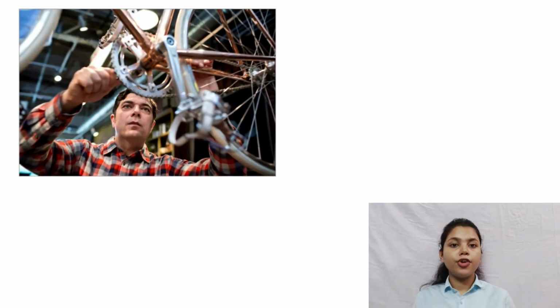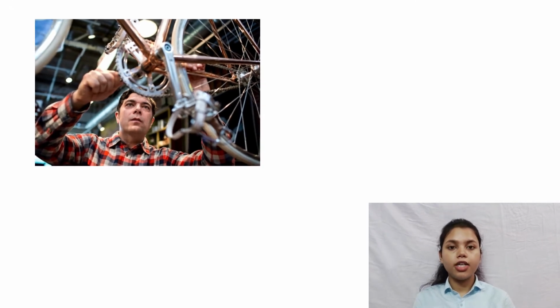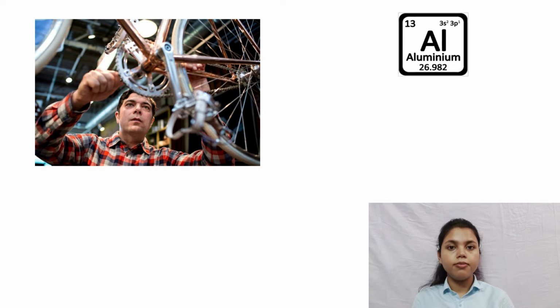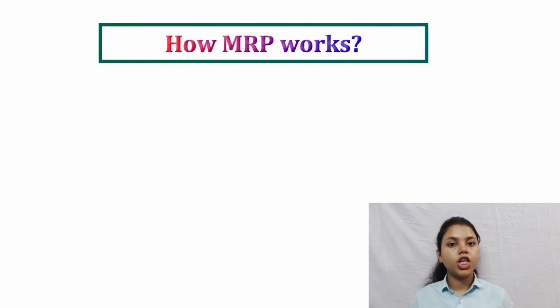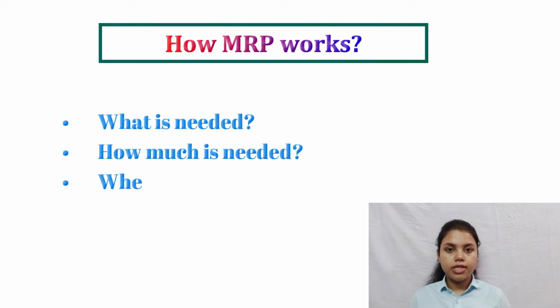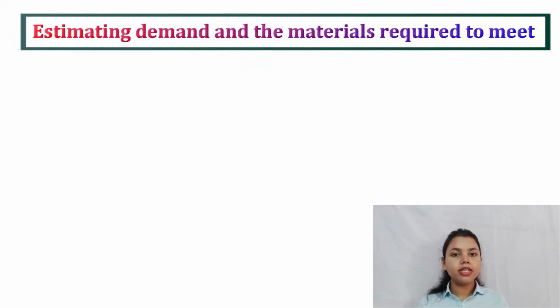For example, for a plant that manufactured bicycles, the dependent demand inventory items might include aluminium, tires, seats, and bike chains. Now, let's understand how MRP works. Material Requirements Planning is basically designed to answer three questions: what is needed, how much is needed, and when it is needed.